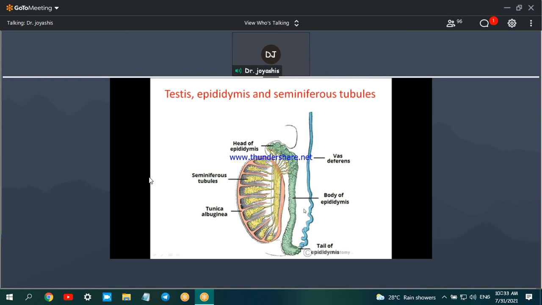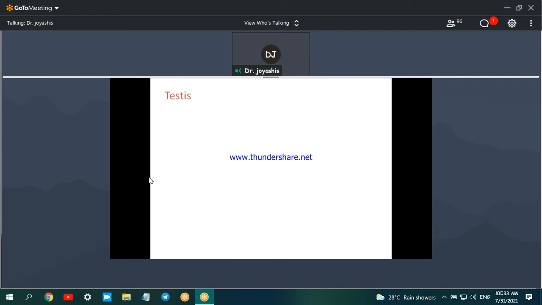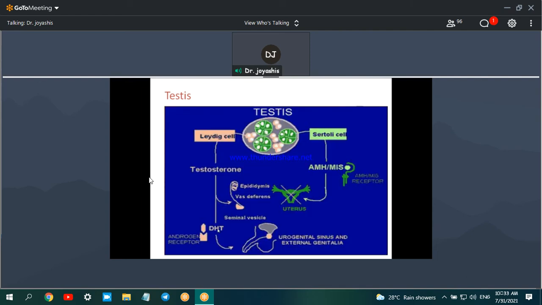In the testes, the Leydig cells give rise to testosterone. Testosterone develops in the epididymis and vas deferens. The dihydrotestosterone generated here develops a function with its influence. The Sertoli cells give rise to AMH, the anti-Müllerian hormone, or Müllerian inhibiting substance. It binds with AMH or MIS receptors, and with this induction the female genital pathway does not develop here. It also helps in the development of the male genital pathway.